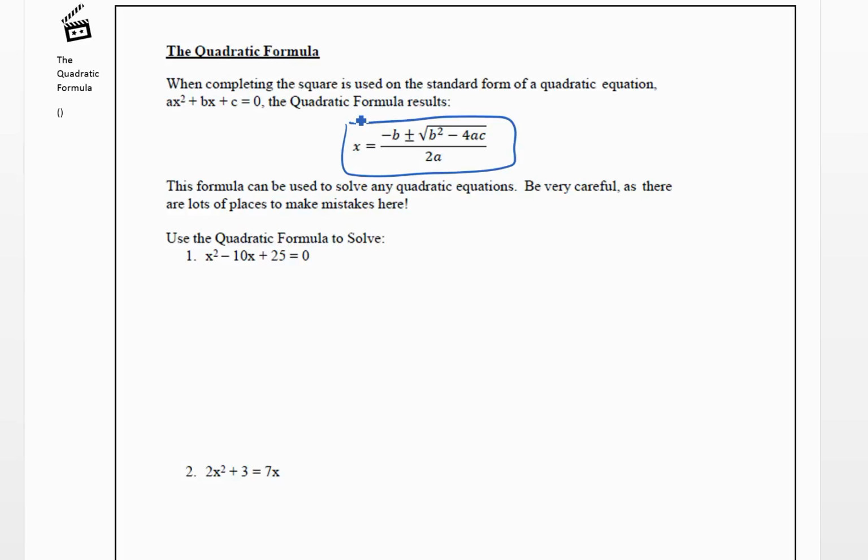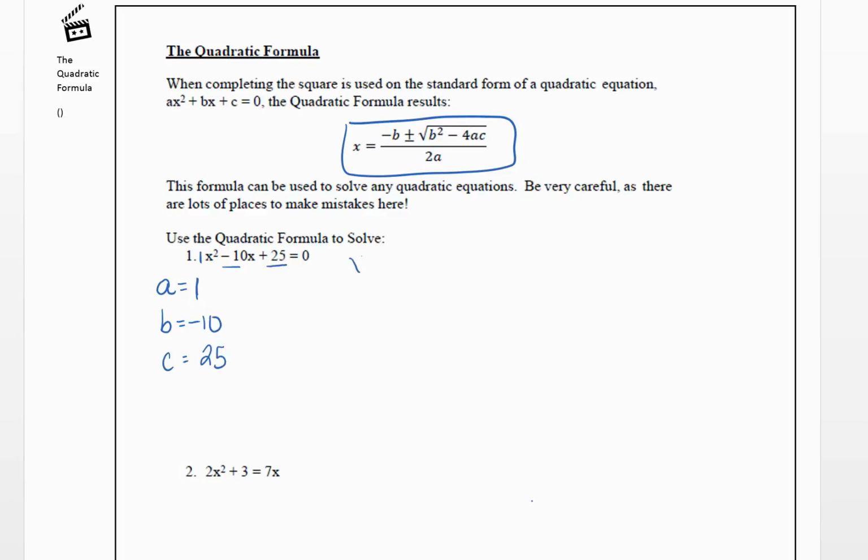Okay? So we're going to use the quadratic formula to solve x squared minus 10x plus 25. Now the first thing that's helpful to do is say what your a, your b, and your c is. So the a is the number in front of the x squared. Here it's like 1x squared, so our a is 1. The b is the number in front of your x, so here it would be negative 10, and your c is your constant, so here it's 25.